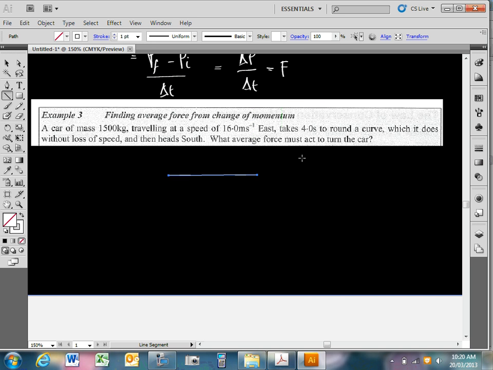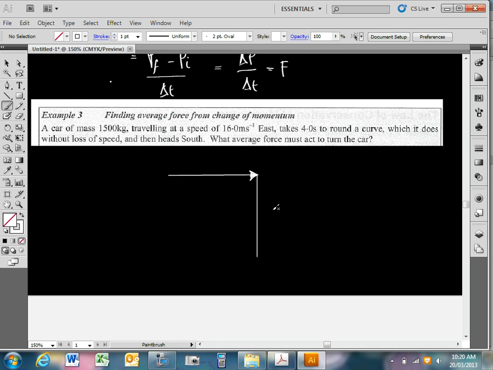Takes 4 seconds to round a curve, which it does without loss of speed, and then heads south. So I'll take that point there, and without loss of speed, is that what it says? Yes. So the vector is going to be the same length, saying without loss of speed. So I've drawn 2 vectors. Make sure you do the arrows.